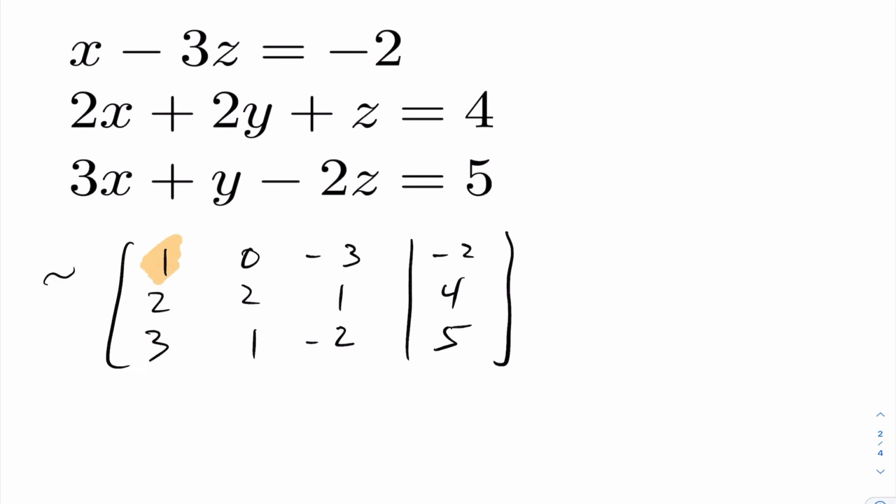Starting off here, we have our anchor at 1. Again, the goal is to make these entries here all zeros. So we're going to have to take row 2 minus twice row 1. And in fact, to get rid of this one here, we can do this on the same operation. This will be row 3 minus 3 times row 1.